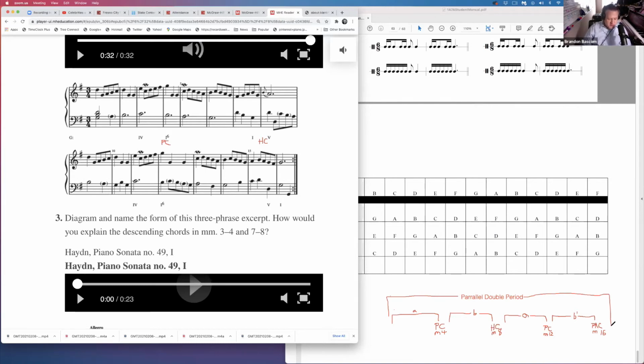Now, the workbook specifically asked us to discuss the relationship... Maybe I read it wrong. It says, find the best example of imitation between the melody and the bass. Is that a measure? I thought that was measure 12, maybe.